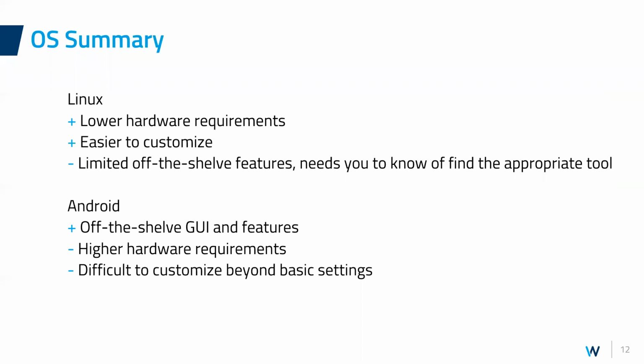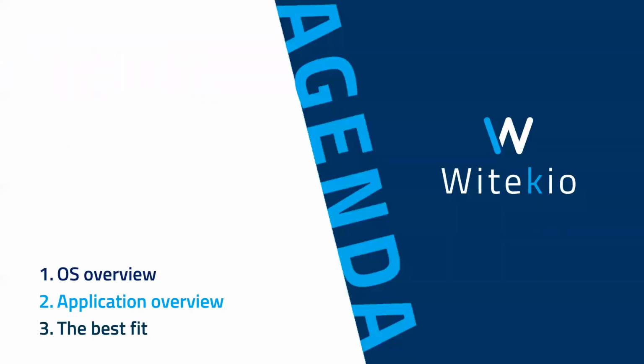And there's also a summary, which I just did a minute ago. But yeah, with Linux, you have lower hardware requirements, it's much easier to customize, but has more limited off-the-shelf features. With Android OS, you have more off-the-shelf GUI features and features in general, but much higher hardware requirements and it's a lot more difficult to customize. So from that, let's move to the application part of the test.